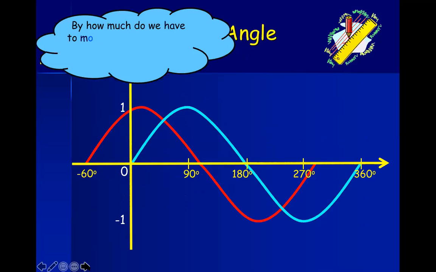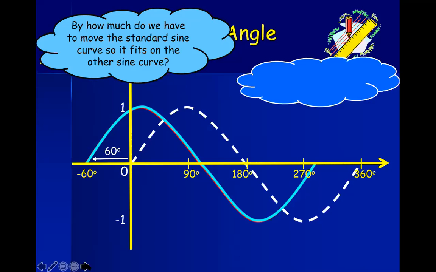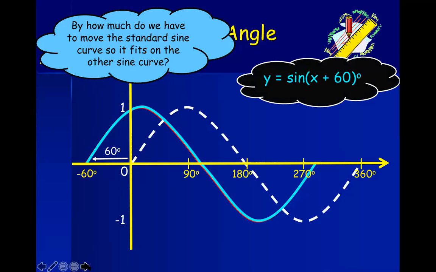Okay, so by how much do we have to move the standard sine so it fits onto the other? So we've got to move this by 60 degrees. Yep. And because we go to the left, we just rewrite it as sine x plus 60. So if you go to the left, why is it x plus 60 if you're going back the way? Should that not be x minus? Let's find out why it is.